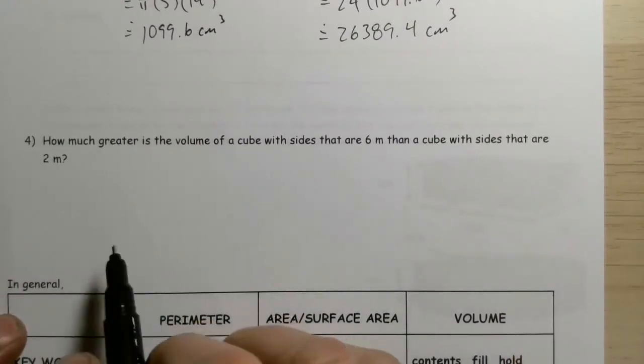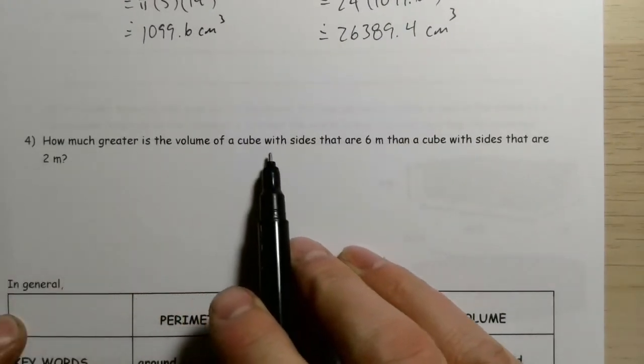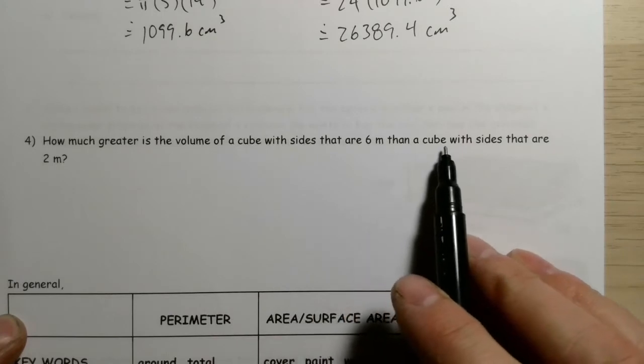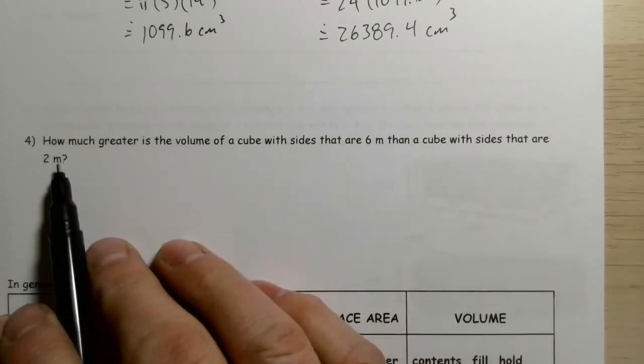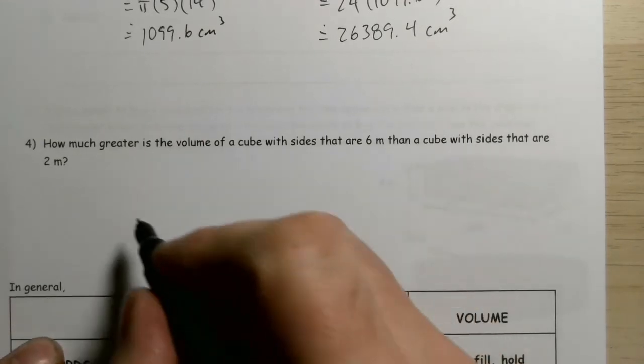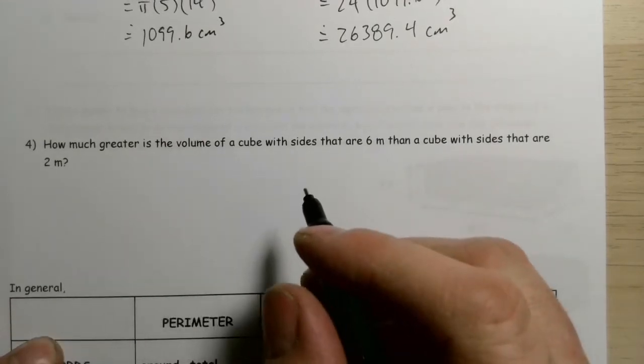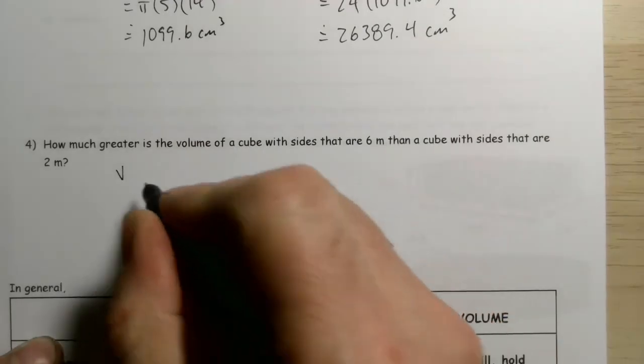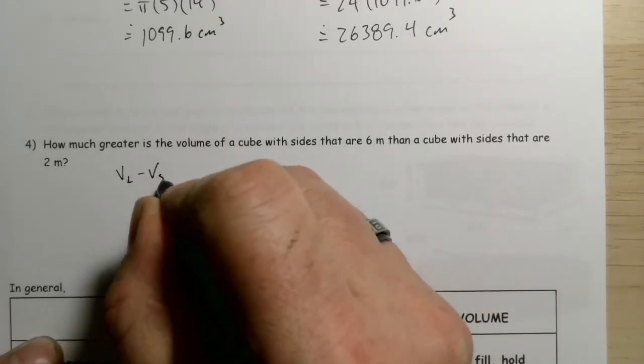Okay. How much greater is the volume of a cube with sides that are 6 meters than a cube with sides that are 2 meters? Okay, so how much greater? How much more volume is it? So what we're going to do here is basically find the difference between them. We're going to find the volume of the larger, and subtract the volume of the smaller.